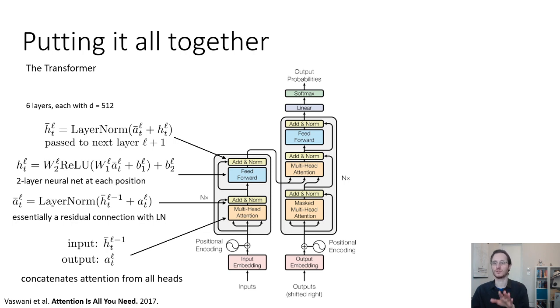Each of them has a dimensionality of 512. So all the H's and all the A's have 512 entries at every position in the sequence. And I believe they use 8 heads for the self-attention. Okay, so that's the encoder.